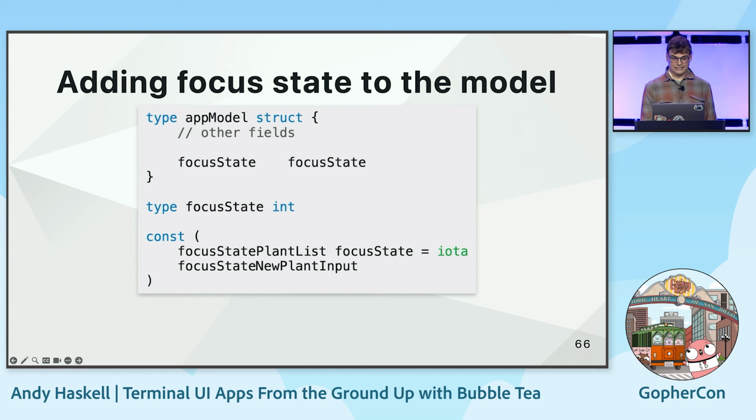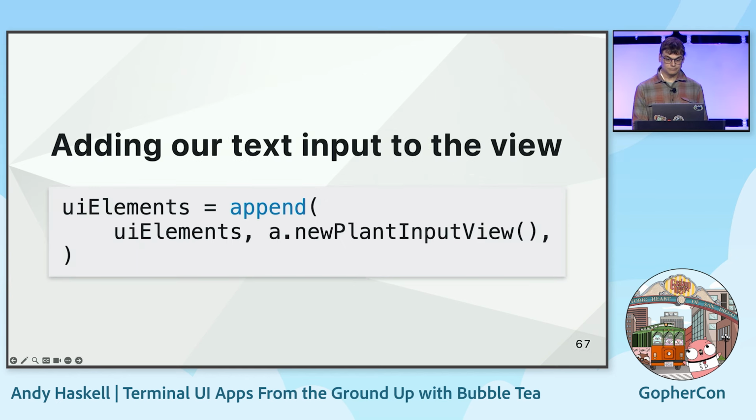Let's add focus state to the model as well, and we're going to do that by making an enum type called focusState. In this enum type, each value represents a different focused component. However, this is not inherently part of Bubble Tea. Rather, this is an approach that I've seen looking at Bubble Tea examples, and I generally pick this for managing focus state when I'm writing a Bubble Tea app.